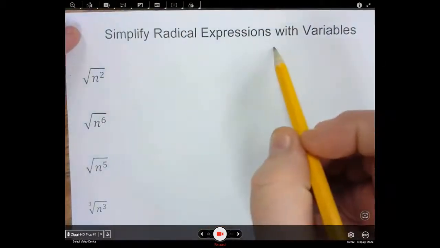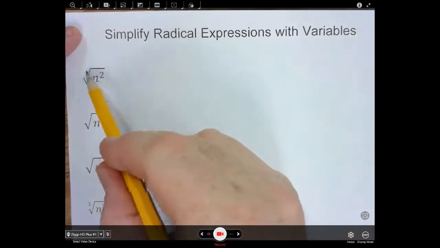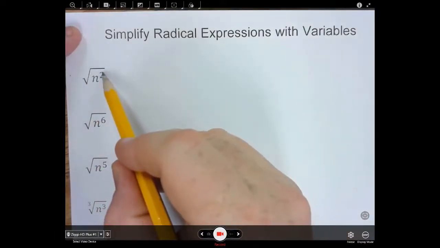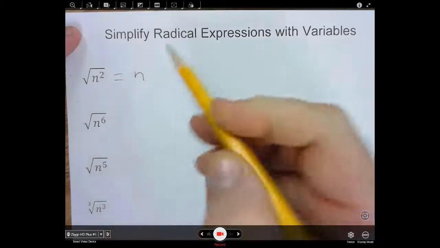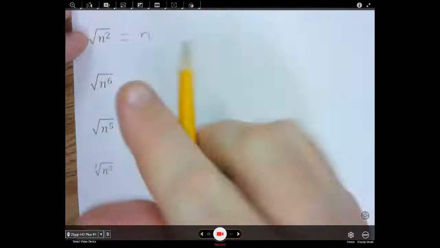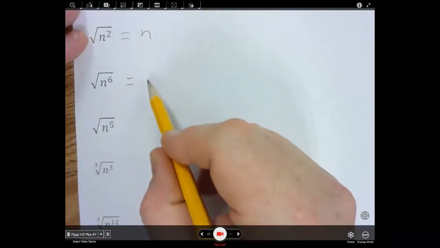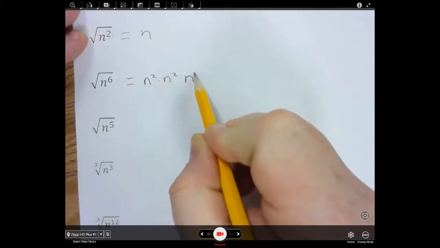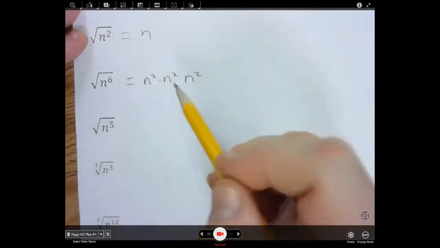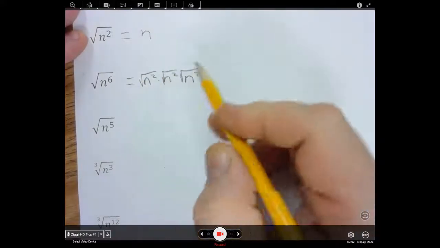For simplifying radical expressions that have variables in them, a radical or square root undoes powers of 2. So the square root of n to the second is just n by itself. So to do this one down here, square root of n to the 6, we're going to take the n to the 6 and write it as n to the second times n to the second times n to the second. That still makes 6, but we're going to put each one individually under the radical.